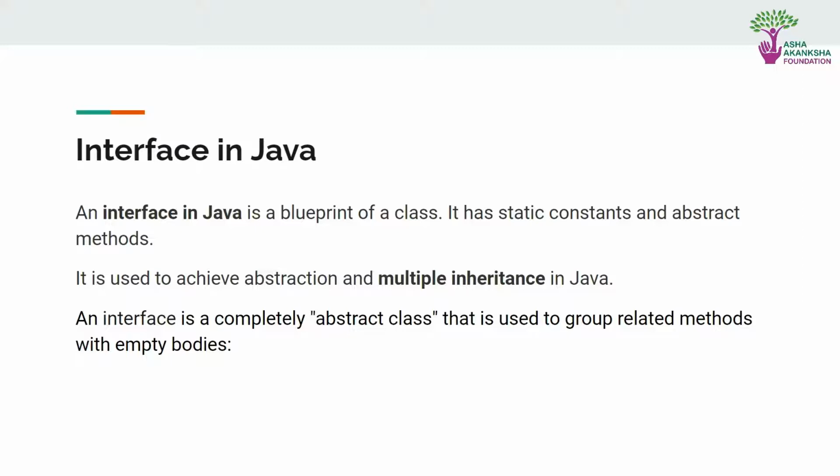One of the very crucial things about interfaces is you can use them to achieve abstraction and multiple inheritance. We discussed in a previous lecture that multiple inheritance was not supported in Java, but using interfaces we can do so. We'll come into why. An interface is a completely abstract class, and as I said, everything is abstract and it's used to group related methods with empty bodies.